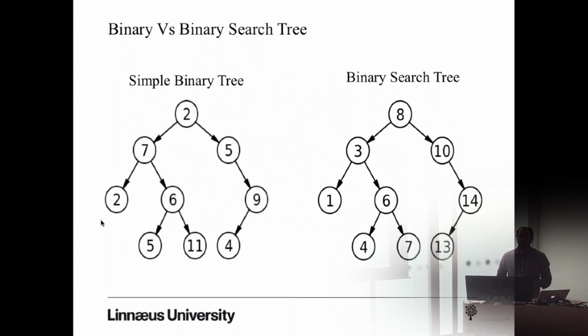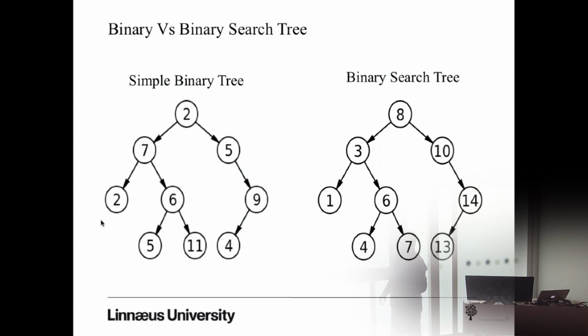And here we have two different trees. One is a simple binary tree, and the other is a binary search tree. What is the difference? If you see this value 6, it's lower than 7, so it must be on the left side. If it's not on the left side, then it's not a binary search tree. Then it's maybe a simple binary tree.